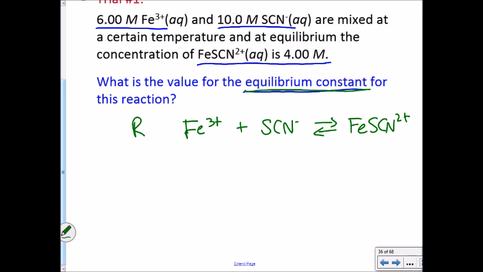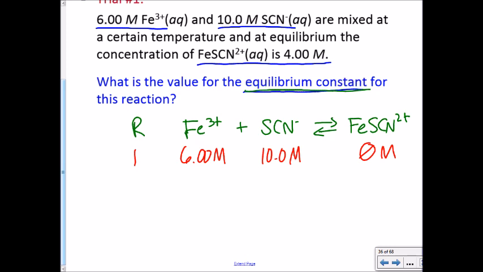So then our initial concentration. They gave us the initial concentration of the iron 3. They gave us the initial concentration of the thiocyanate. Now, when they give initial concentrations like that of both reactants, they don't tell you anything about the products. You assume it's 0. So this is 0 molar. Okay? Nothing there, because they didn't tell us otherwise. So you assume the products are 0, unless they tell you there's some product there.